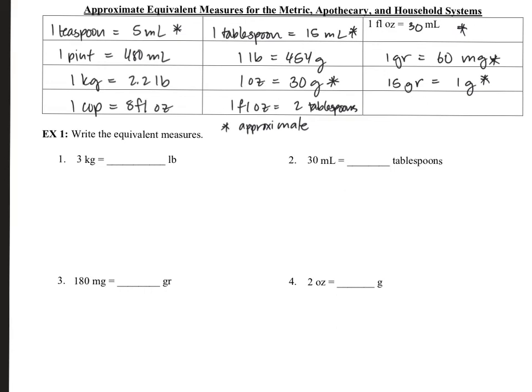So, we have the given information, 3 kg, kilograms, and we do not know how many pounds. So we've got to find an equivalence for that. Looking through our chart, see if you can find kilograms and pounds. Have you found it? Right there. Okay, we're going to go ahead and use that.